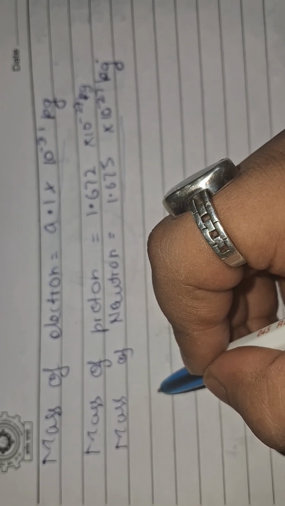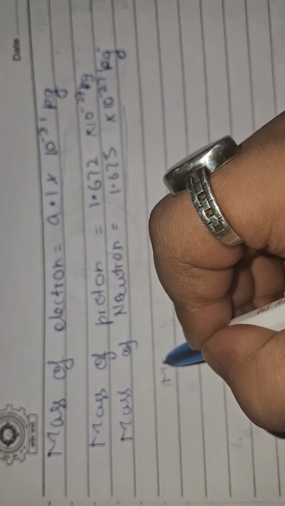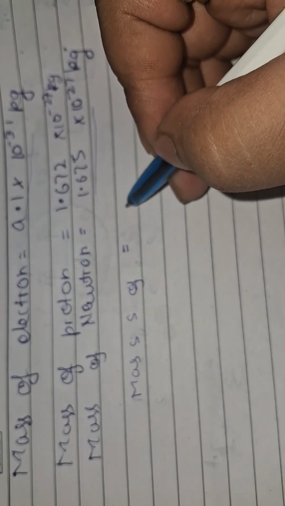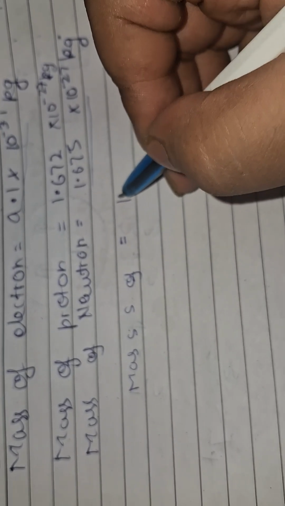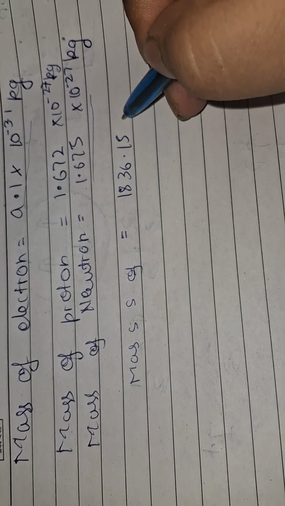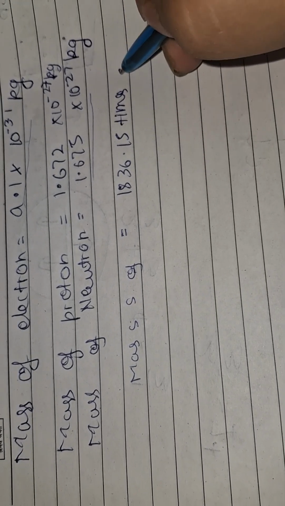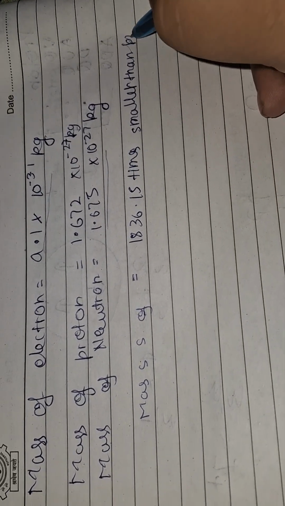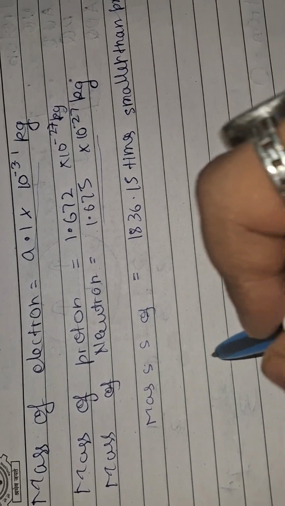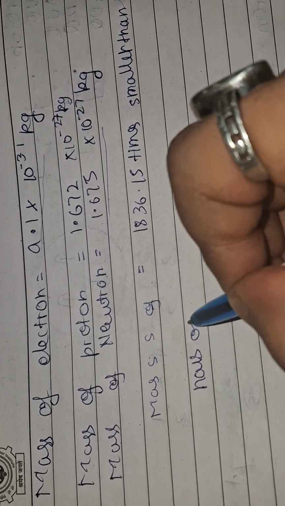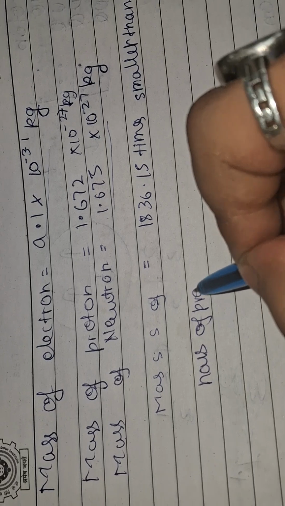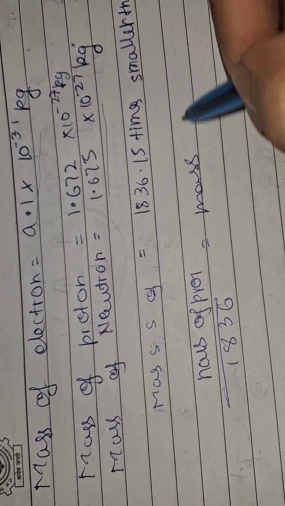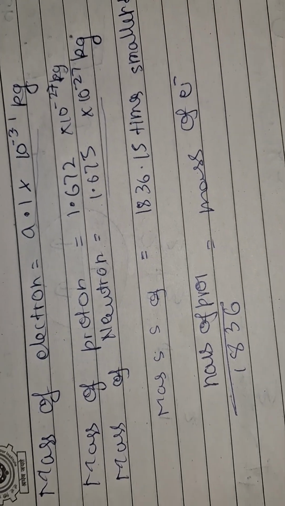And by the way, the mass of an electron is 1836.15 times smaller than the proton. So mass of proton upon 1836 is equal to mass of electron. Yep. All right.